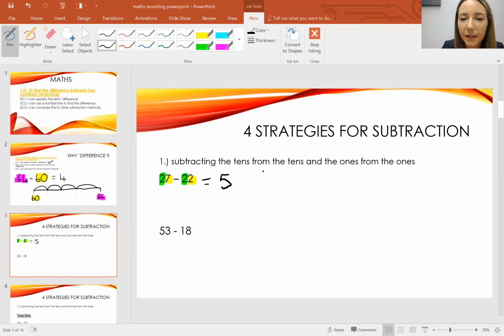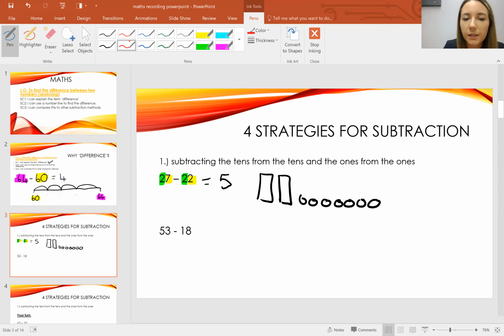So if you did that in a pictorial jotting, you would have your 2 tens, your 7 ones, you would subtract your 2 ones and subtract your 2 tens, and you can see we're left with 5 ones. Okay, so 53 take away 18, we'll do the same thing. You can use a pictorial jotting if you prefer. I'll show you the abstract now because most of you are using that.